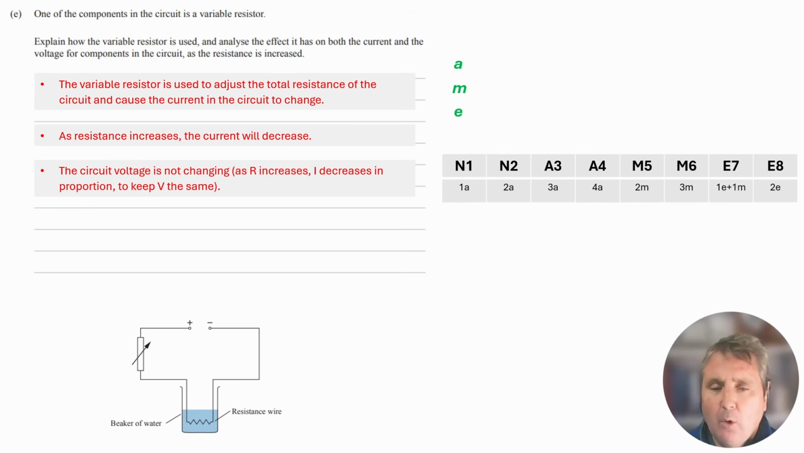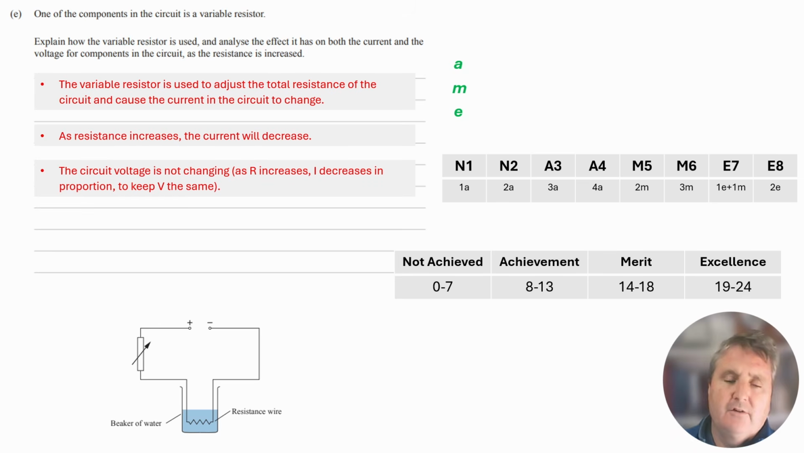So if you add up all of the grades that you got for this part of the paper, again, with 2 E's, you get an E8, 1 E and 1 M, an E7, 3 M's, an M6, 2 M's, an M5. If you've got a 4, 3, 2, or 1, you get an A4, A3, N1, N2. And for the whole paper, if you got 0 to 7 points, you didn't pass. But if you got 8 to 13, you achieved, 14 to 18 merit, and 19 to 24, you got excellence.